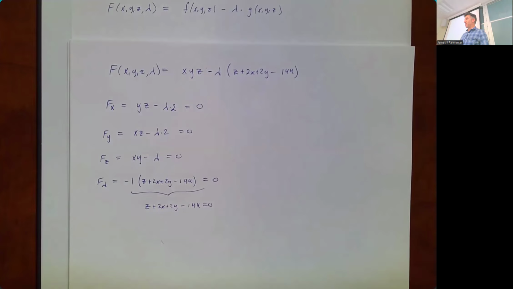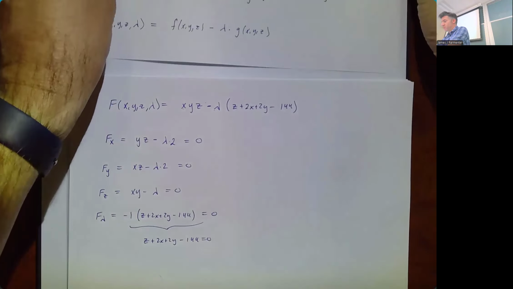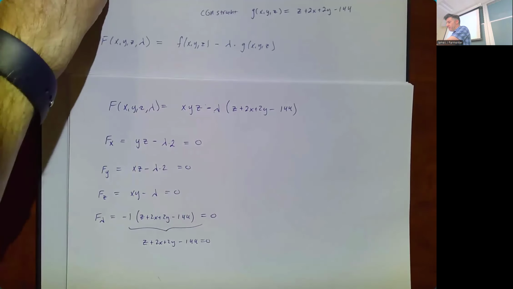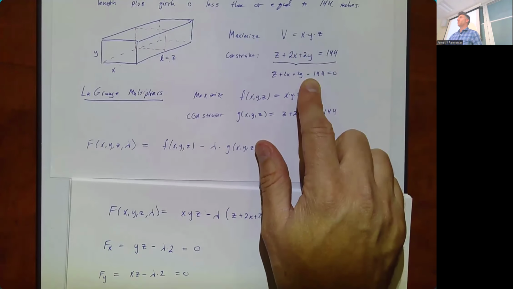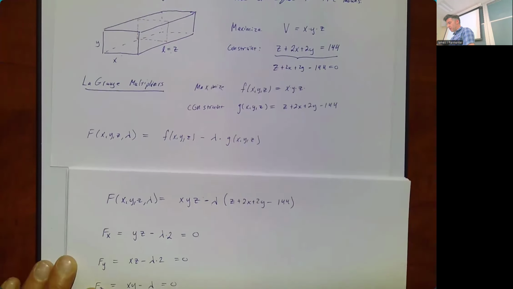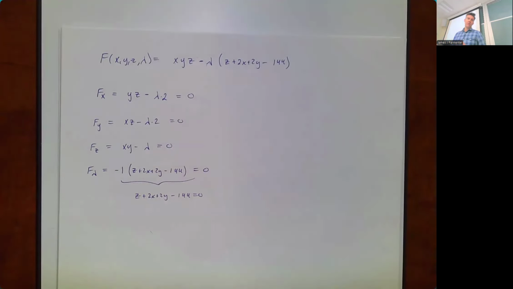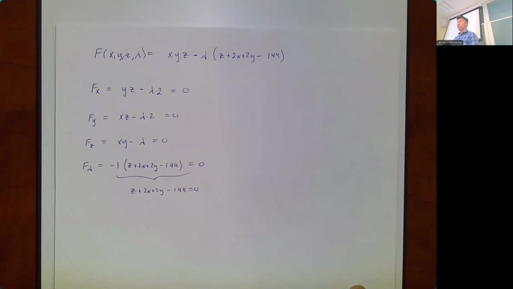I don't think we need to write the constraint equation again because we've already got it way up there. Sorry, I can't see that. Way up there. So you can find it, but again, you've already got that equation. F_lambda is always just going to be your constraint equal to zero. So now the fun part. Our job is to figure out what x, y, and z are. We don't really ever actually have to find them. Some people like to. Sometimes it's necessary, but usually it's not.